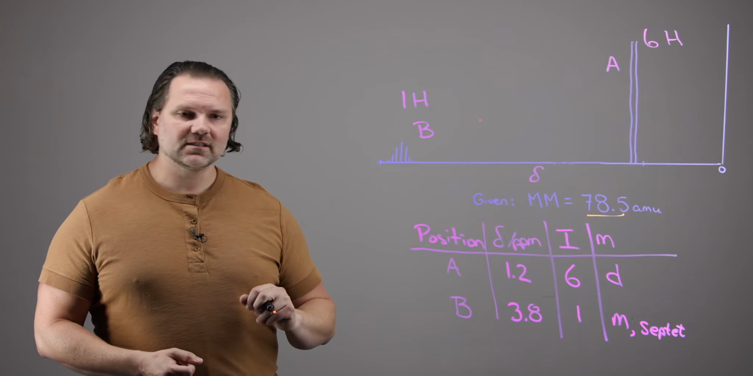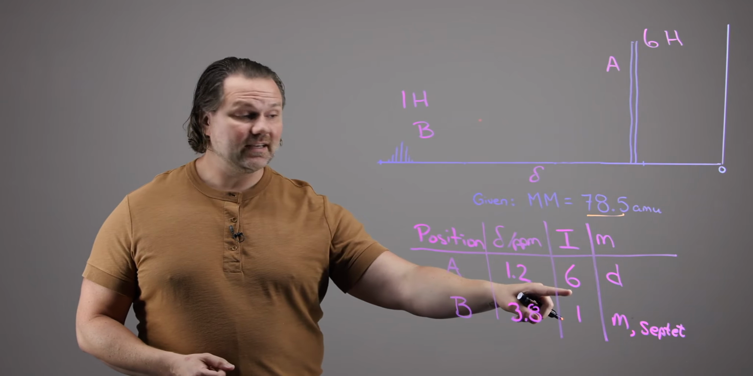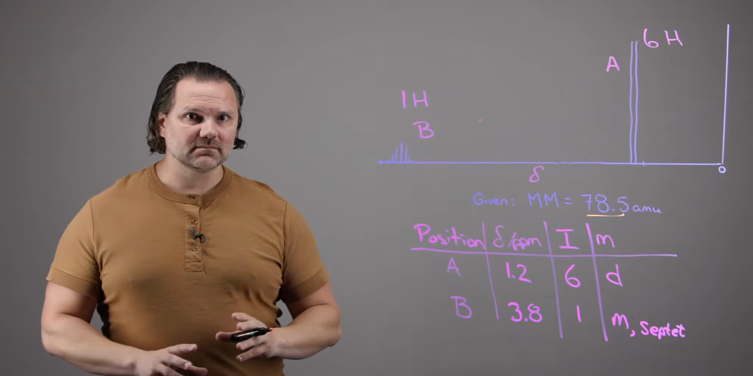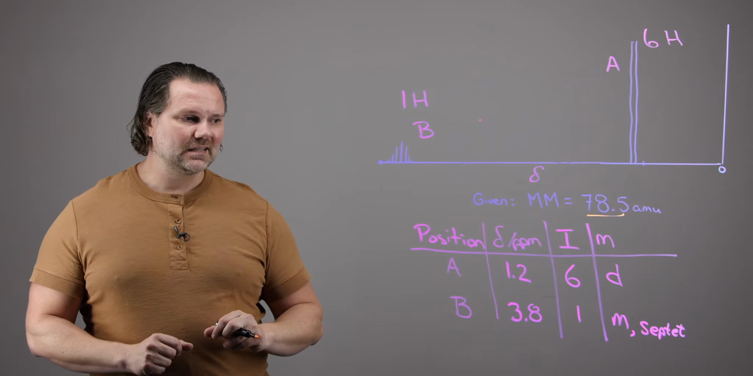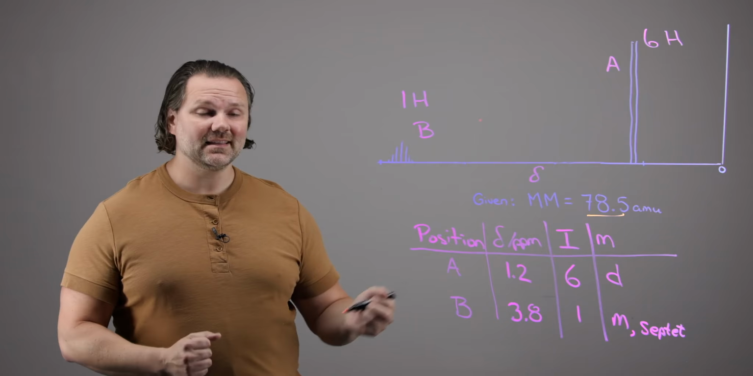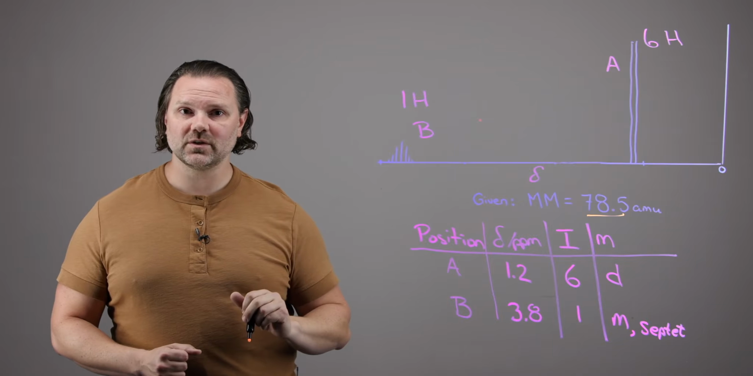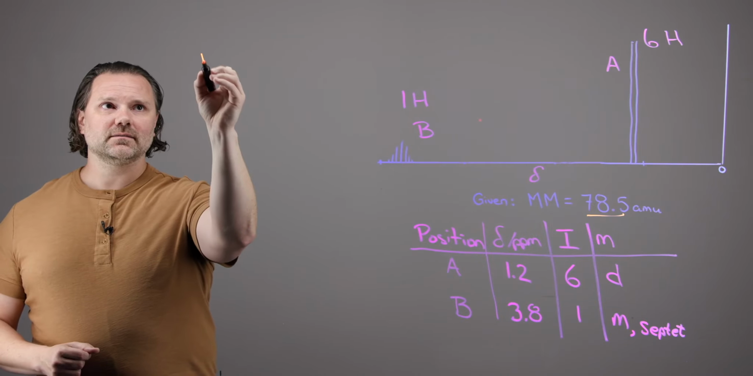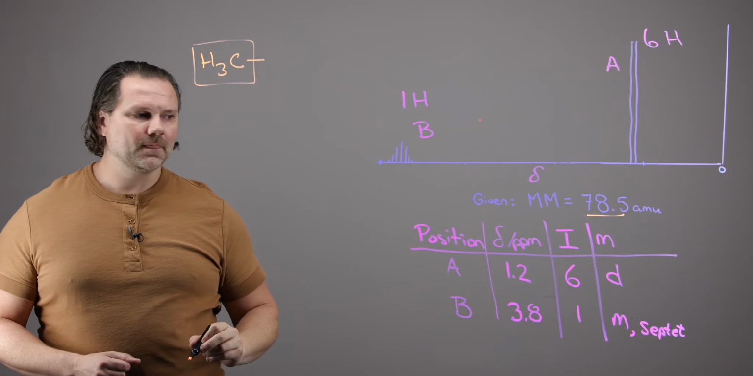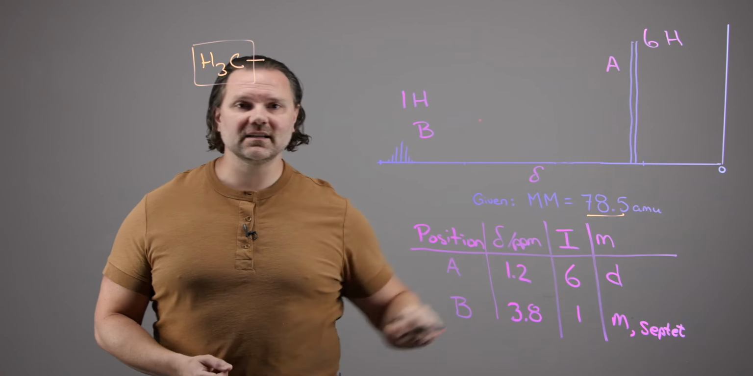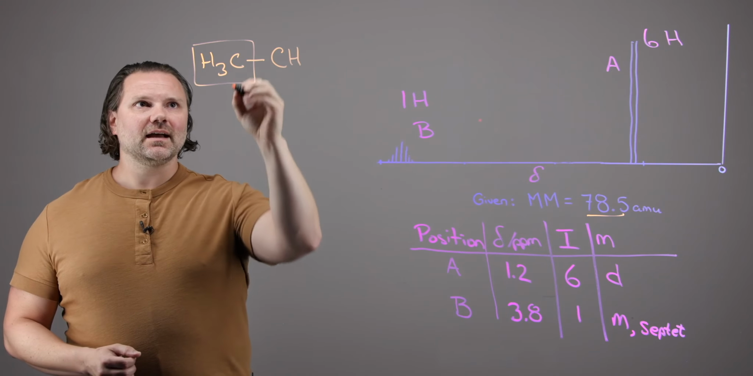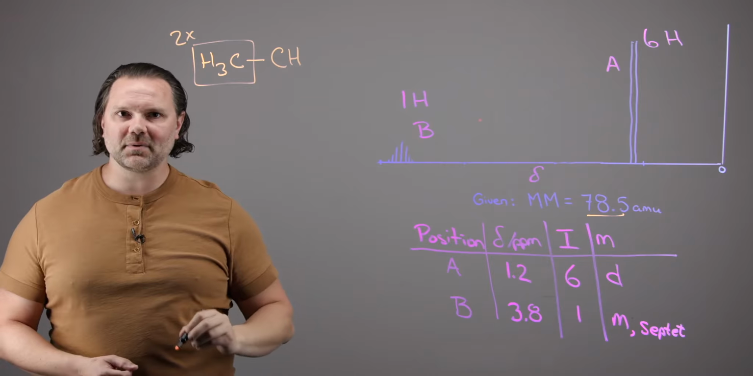Let's start with signal A. It is potentially 6 protons. It's either 6 or 12. Let's assume it's 6 at first. That could be 3 CH2s, or more likely, I think it is 2 CH3 groups. So we could have a CH3 that has a neighbor. How many neighbors does it have? It has a neighbor that has 1 proton on it. That's why it's being split into a doublet. And there are 2 of that happening in our molecule.